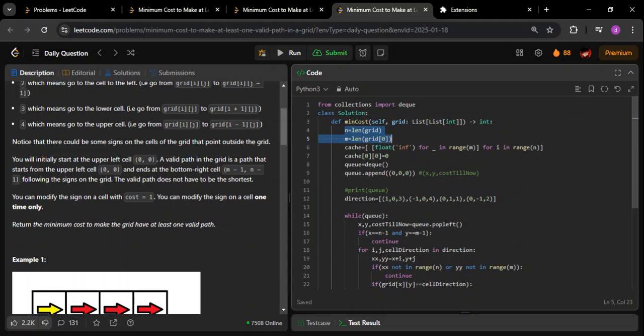If you pay attention to the first solution very keenly, the rest of the solution will become very easy for you. So please pay attention here. I'm just capturing, this is going to tell me how many rows are there. This is going to tell me how many columns are there, right? Then I'm going to create a cache. So what is this cache going to tell?